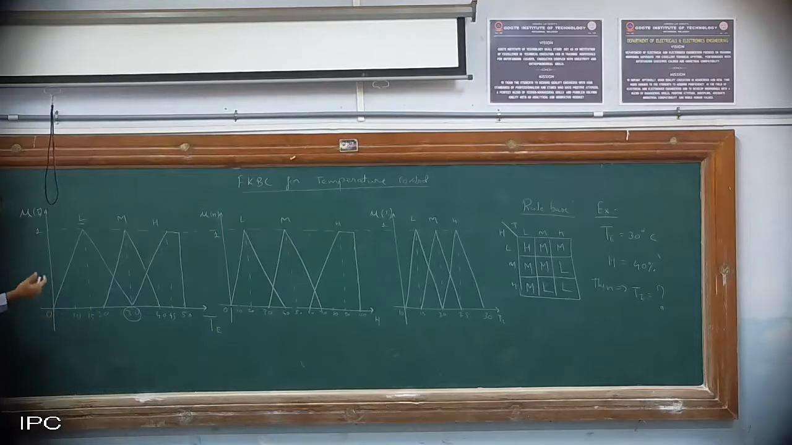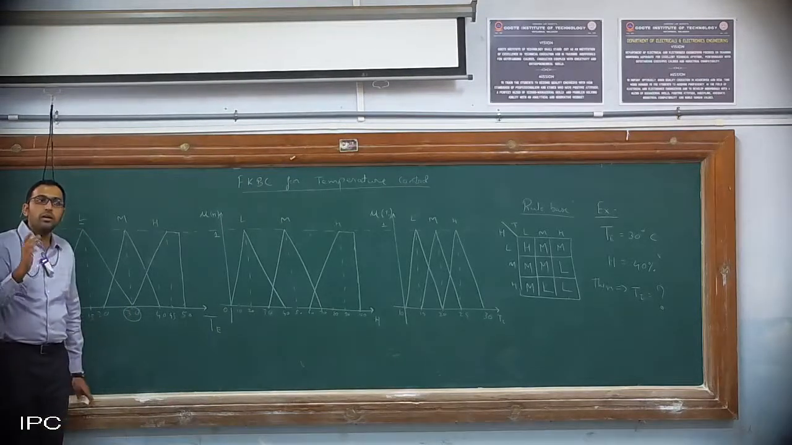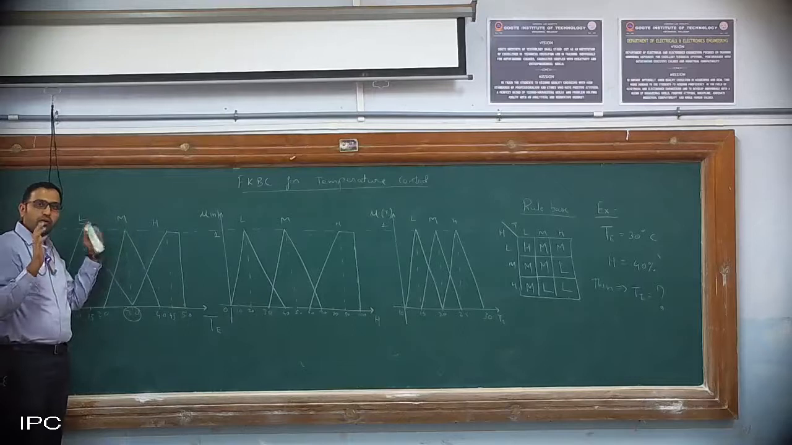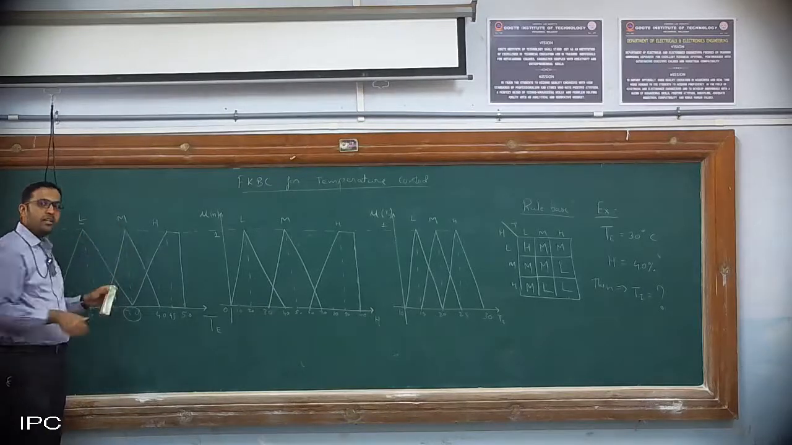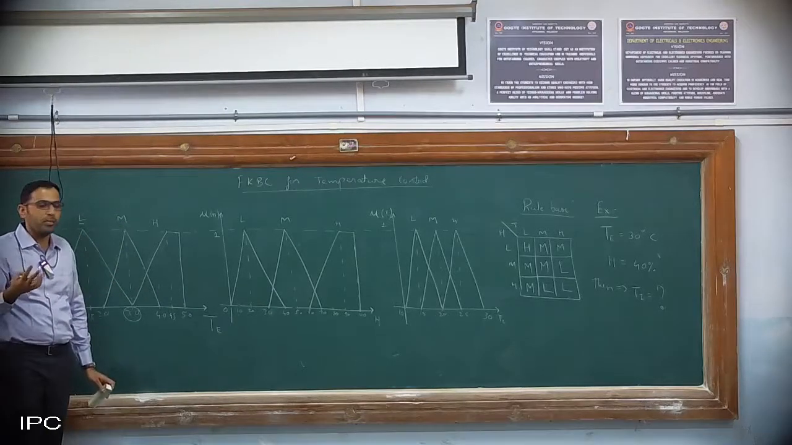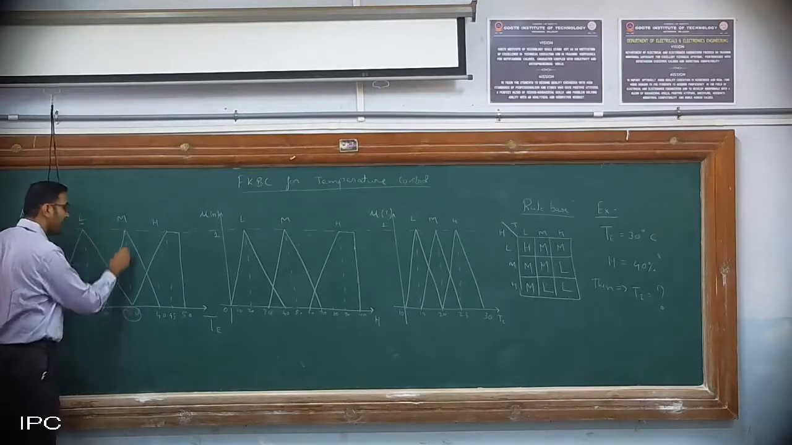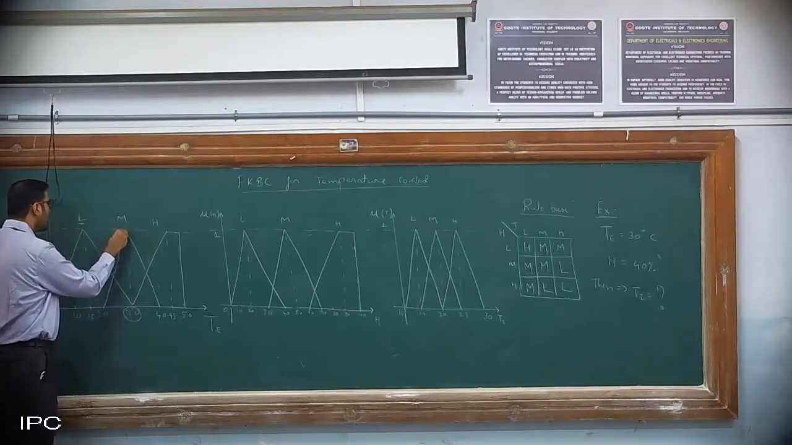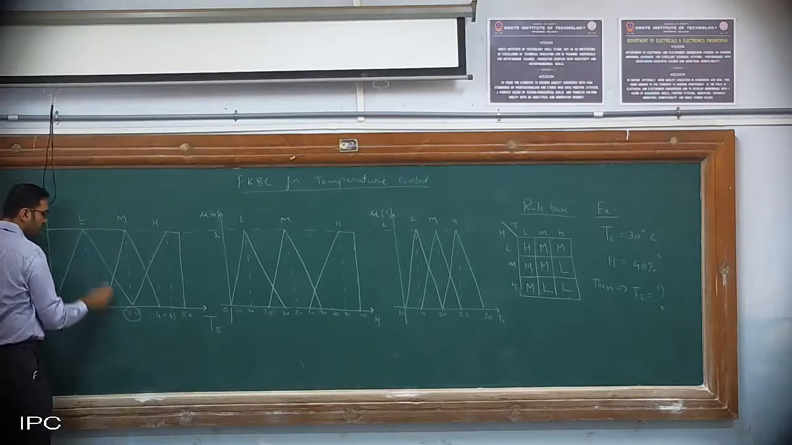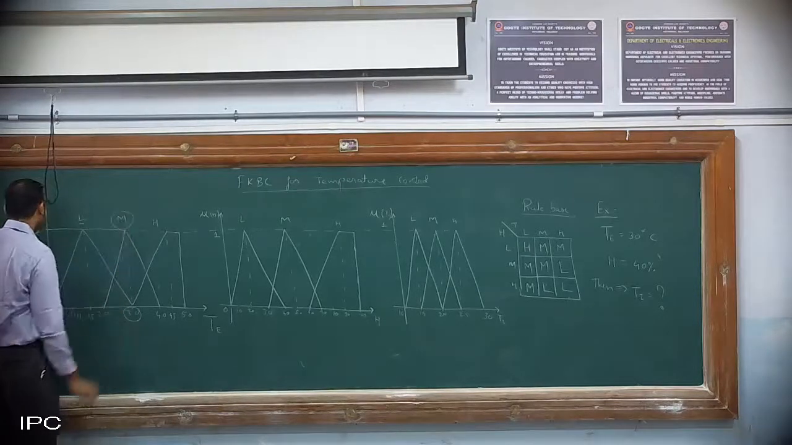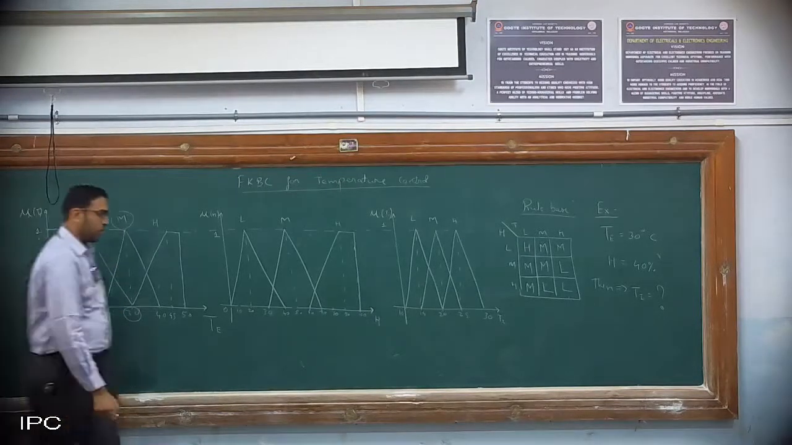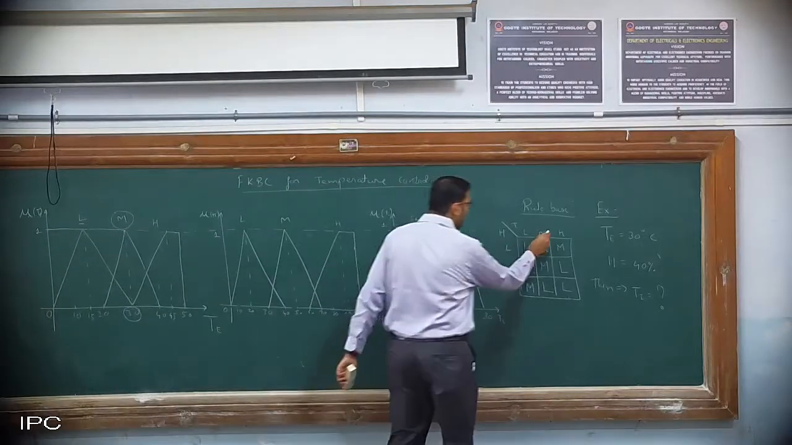As we know, we have to always select the band wherein it has the maximum degree of membership. So 30 has the maximum degree of membership in medium, so that's why it will be selected as medium. So medium is selected for external temperature. So external temperature is medium.